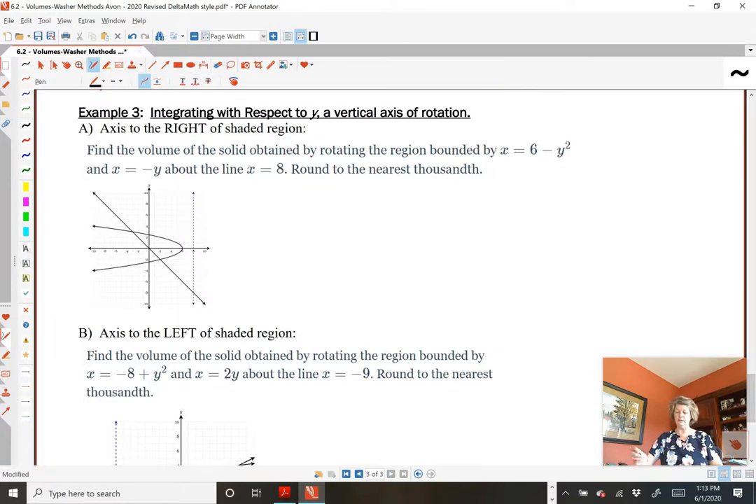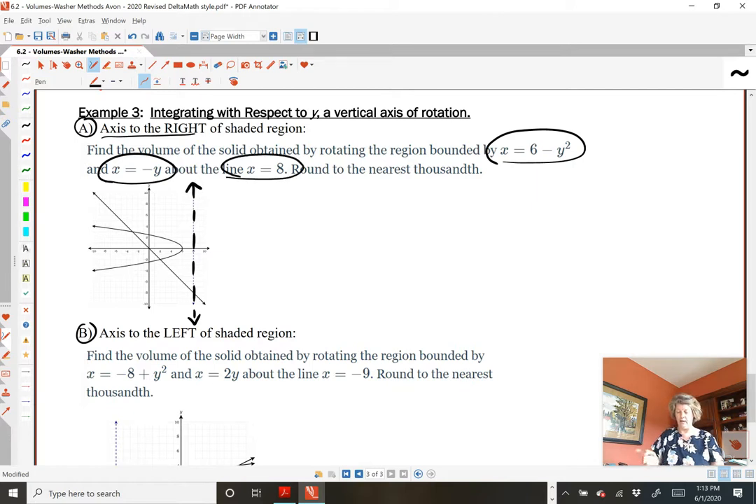Example 3. Now we're going to switch to a vertical line of rotation. So here you can see our axis of rotation. And maybe I should read, huh? I've got two cases for us. We're going to do A and B. In this one, I've got the axis situated off to the right. Find the volume of the solid rotating the region bounded by x equals 6 minus y squared, and x equals negative y, so that's going to be a linear function, about the line x equals 8.